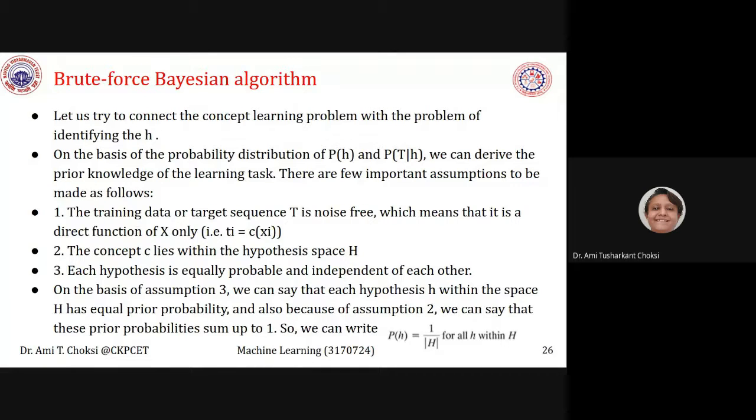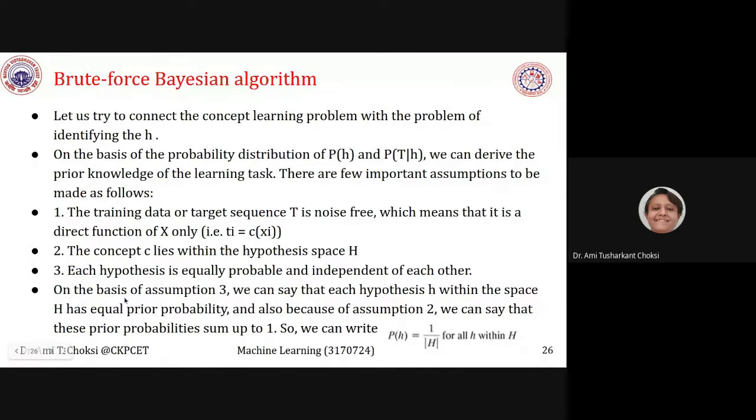Say Buys computer is equal to yes is one hypothesis, and the second is Buys computer is equal to no. So what we are saying is both the hypotheses for our example are equally probable. That is 1 by 2, we can say. If we have only 2, then we can say 1 by 2, that is 0.5, and independent of each other. We do not have any relation between them. That is the assumption.